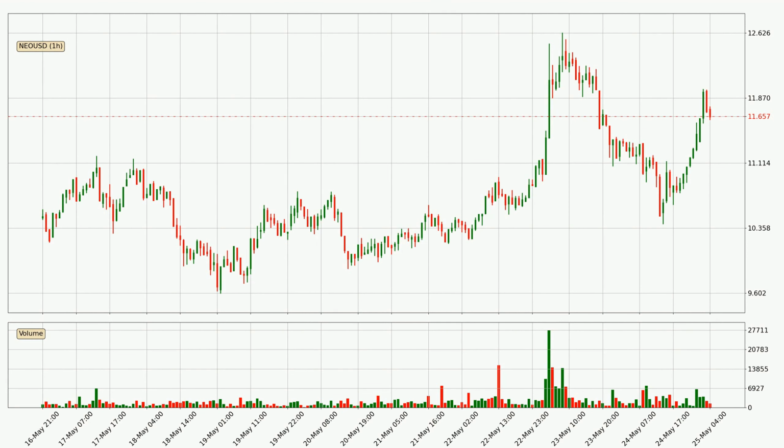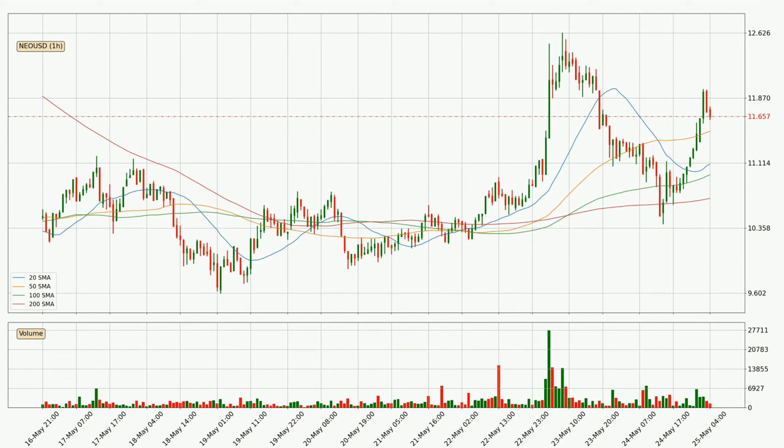Looking at the NEO hourly time frame, the price moved quickly to the upside with around 4.2% in the last 24 hours, with a current price of 11.7. Nevertheless, seeing as the volume wasn't very high, the move wasn't particularly strong.